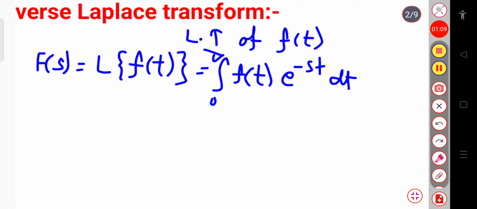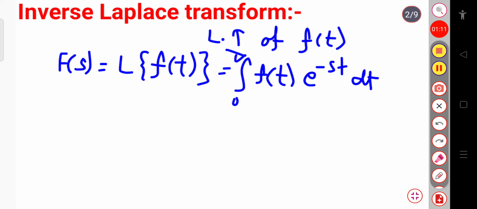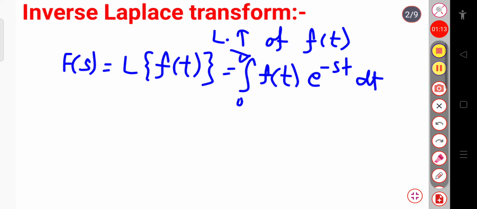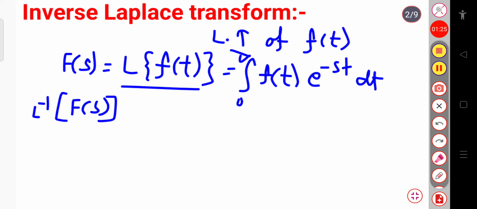And here, if I want to take the inverse Laplace transform of this F of s, this Laplace inverse of F of s is nothing but the Laplace inverse of L of f of t. So after inversion we will get the original function, that is f of t.